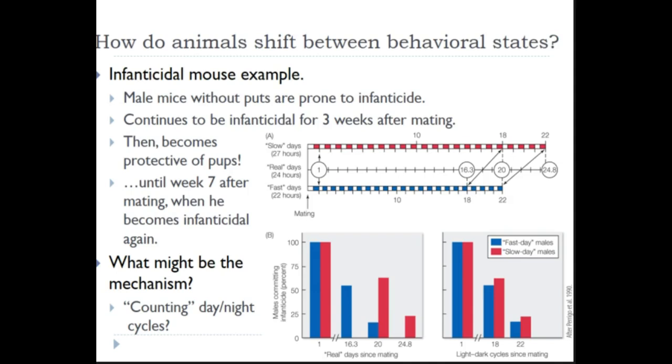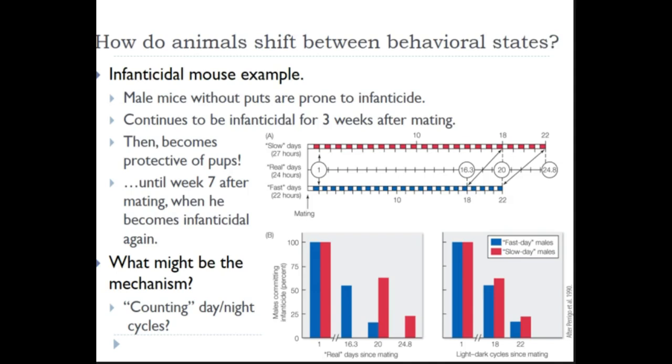Let's look at day 20, though. At day 20, this would make sense, right? The individuals that have been on the fast days have experienced more light-dark cycles, and so these guys are non-infanticidal at this point. They're not committing infanticide. But the individuals that were on the slow days are still infanticidal because, while 20 days have passed, they've only experienced something more like 16 light-dark cycles.